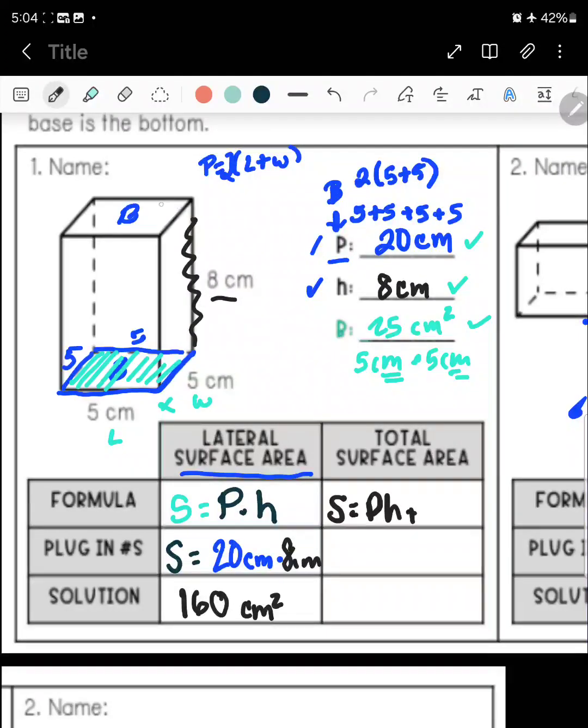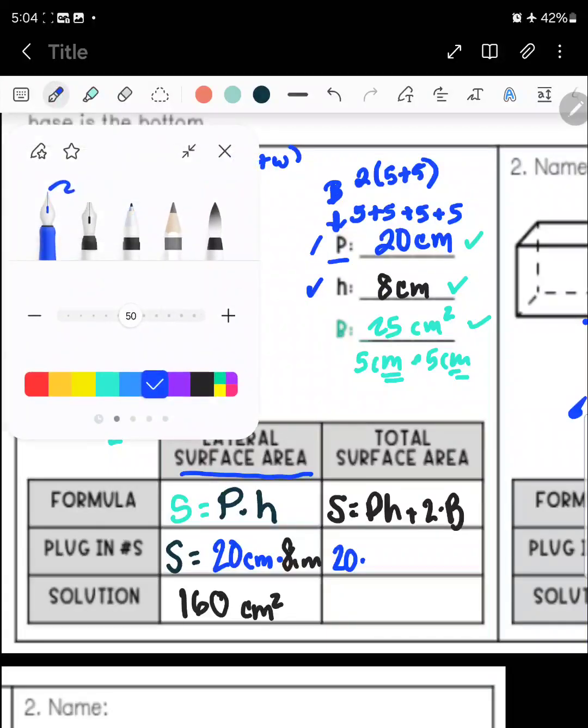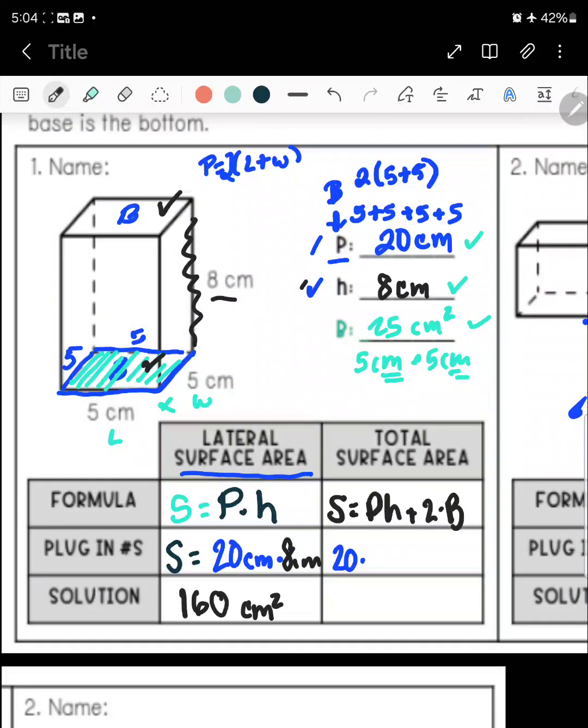But now we're going to go ahead and include the bases, right? So we're going to put plus 2 times area of the base. And let's go ahead and substitute. So I know that the perimeter was 20. So I'm just going to put the numbers. I'm not going to put the measurements just to save space. The height, here's the height. It's 8. The 2, I'm going to bring it down because there's 2 bases. And what was the area of the base? Remember, you multiplied 5 times 5 and you got 25.